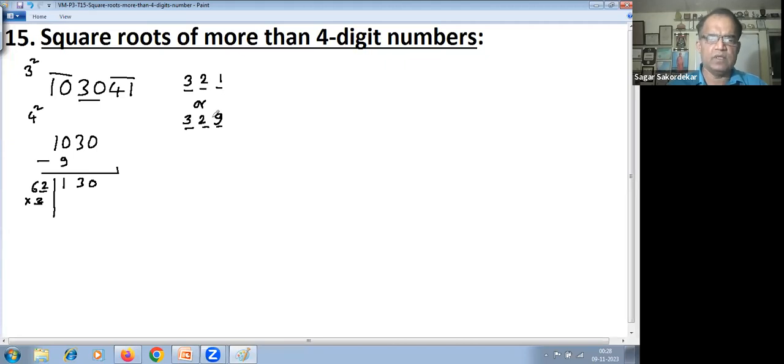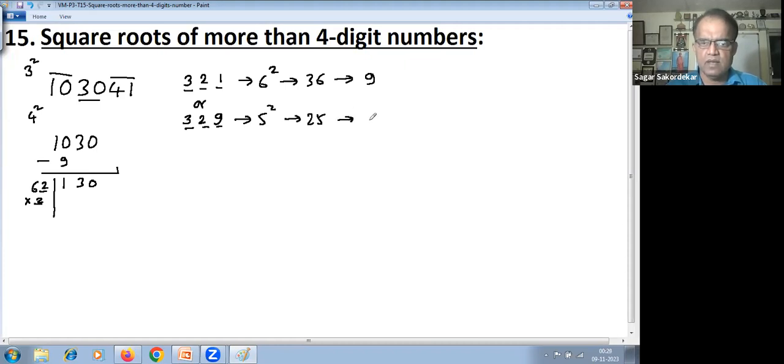Now we have to find out which is correct out of the two. For that, first find the digit sum. 3 plus 2 plus 1 is 6. And here 9 is cancelled. 3 plus 2 is 5. Then take the square of it. 6 square is 36. 5 square is 25. Then take the digit sum. The digit sum of 36 is 9. And this is 7. Now we have to check the digit sum of this. It's a very small, simple number, so calculate directly here. 1 plus 3, 4. 4 plus 4 is 8. 8 plus 1 is 9. And 9 here. So the answer is 321.